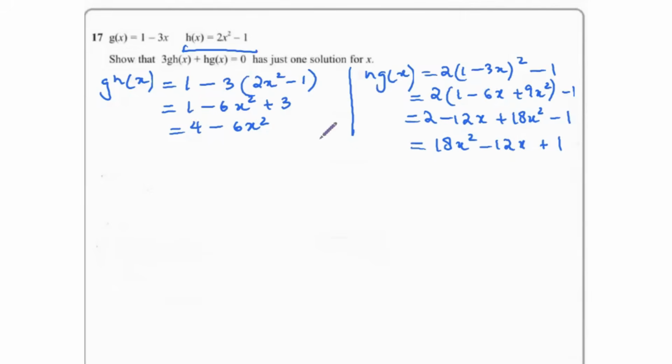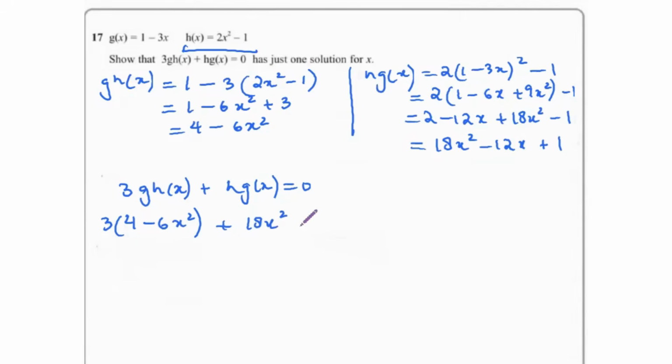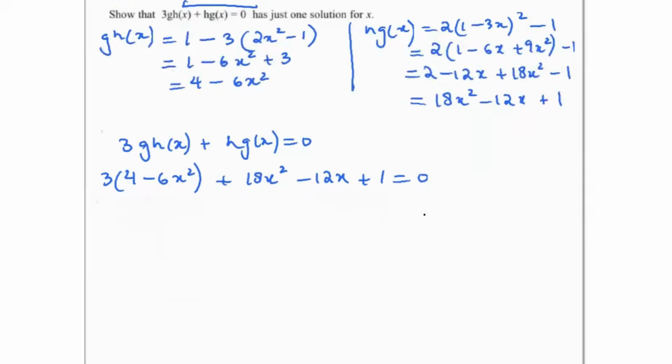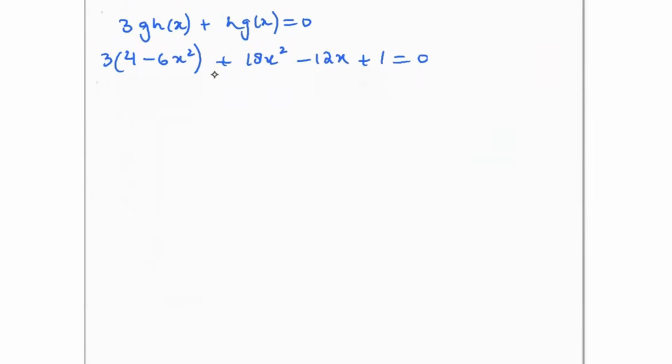Now we're going to use both of them in the given equation. So 3 times g of h(x) plus h of g(x) equals 0. So 3 times (4 minus 6x squared) plus 18x squared minus 12x plus 1 equals 0. Now let's solve this to figure out the solution of x. 12 minus 18x squared plus 18x squared minus 12x plus 1 equals 0.